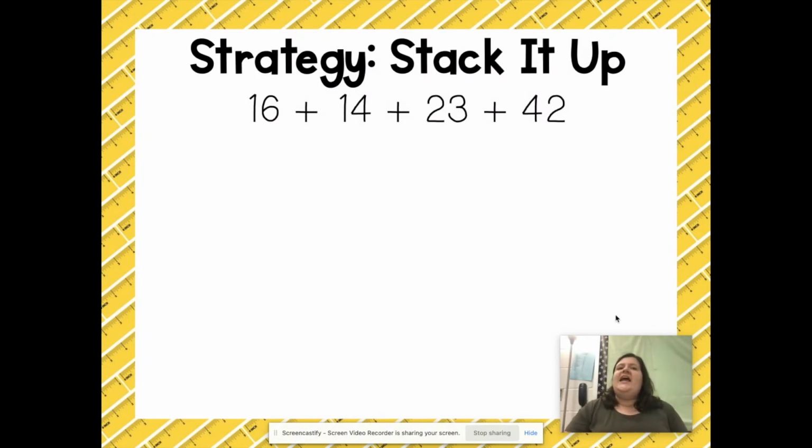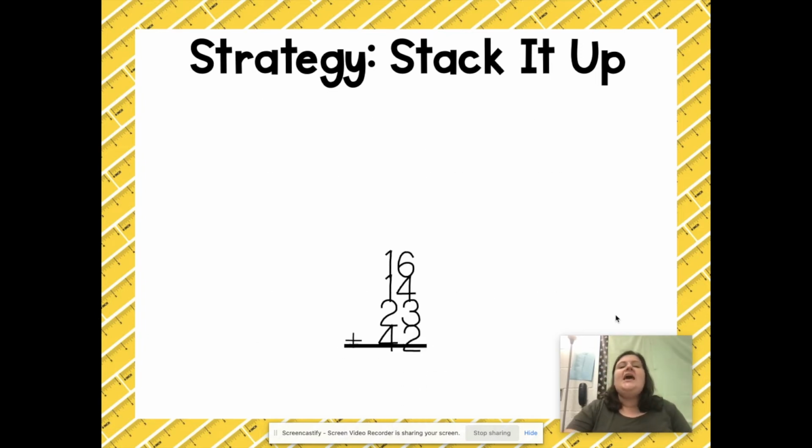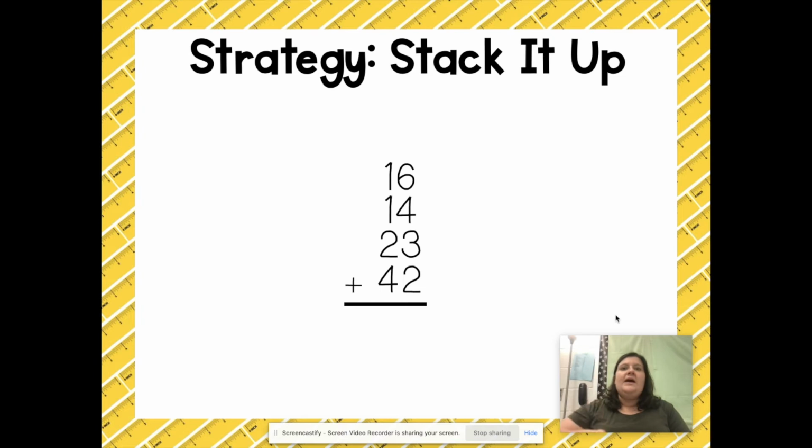Another strategy that I can use, boys and girls, is stacking it up. So I have 16 plus 14 plus 23 plus 42 written out horizontally. This time I want to remove the horizontal and write them vertically, so straight up and down like a column. So 16 plus 14 plus 23 plus 42. I'm going to start by adding in my ones place. So I have 6, 4, 3, and 2 in the ones place.